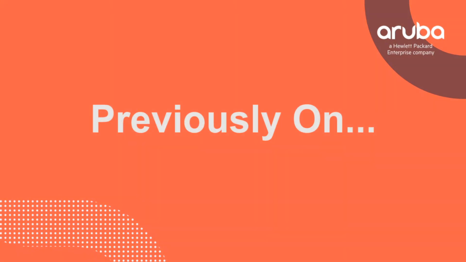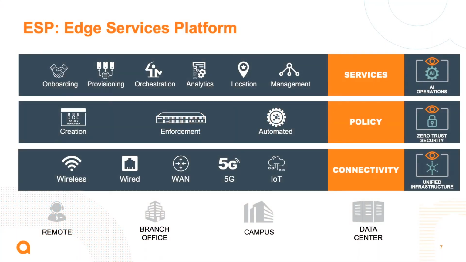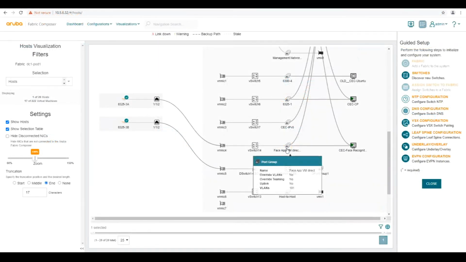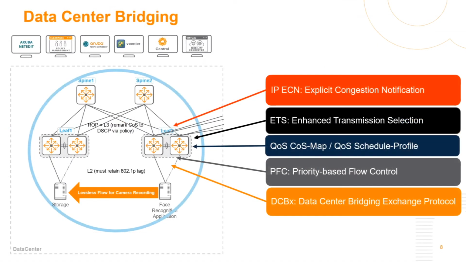Previously on the Aruba switching story, we learned about the Edge Services Platform and how Aruba switches fit into the unified infrastructure portion of ESP. We've learned about our workflow with the security camera and how we need to access a facial recognition application in the data center. So we provisioned the data center using the Aruba Fabric Composer. We've learned about data center bridging and how it can apply and benefit Aruba data center switches.